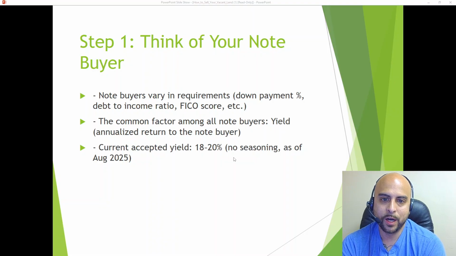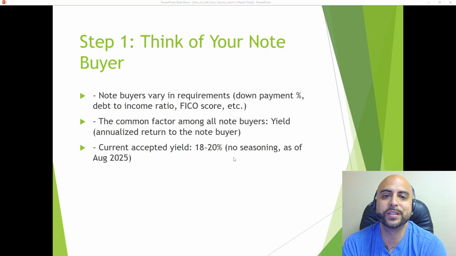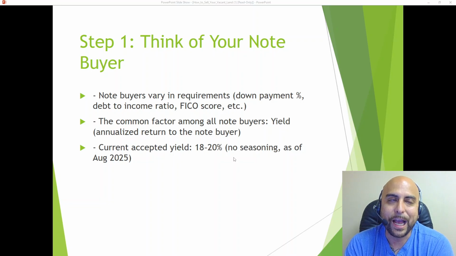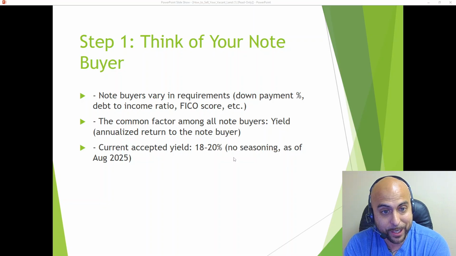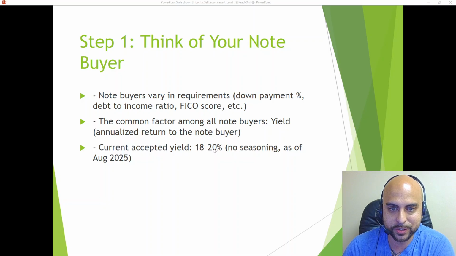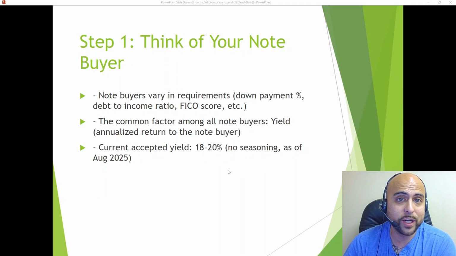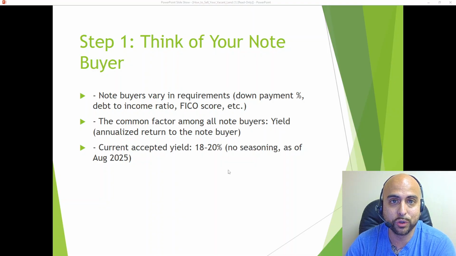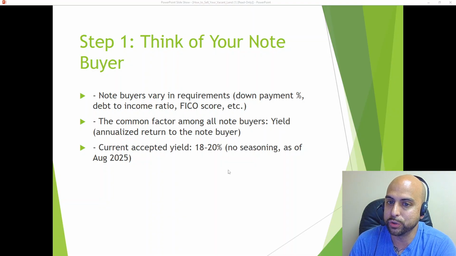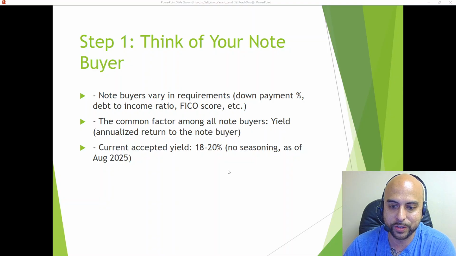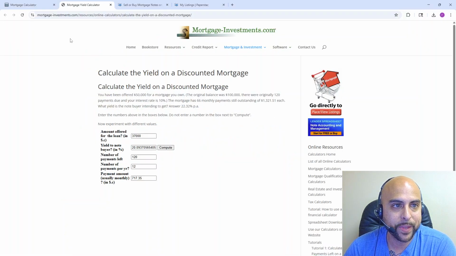So this is important to know because this lets us know exactly how to price it from the get-go. And you'll see it in just a second. How do we calculate the yield, right? That's a great question. It's crucial to know, and I'm going to show you how to do it, and I'm going to show you the tools to do it with. So let's go over here.